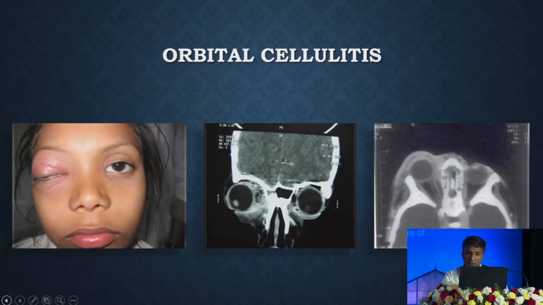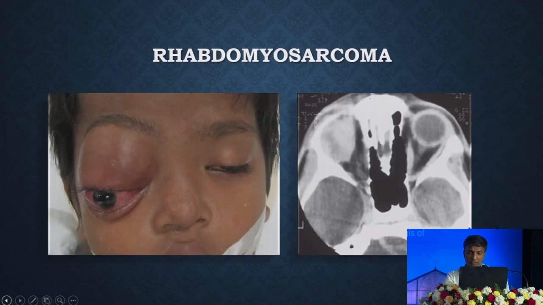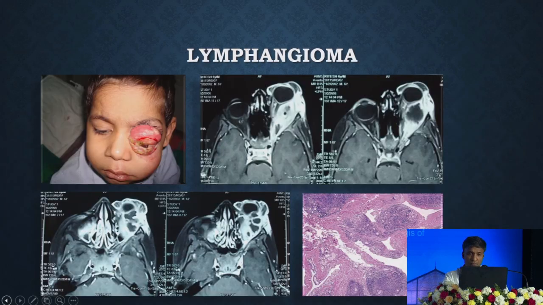So you should do an investigation relevant to that. Especially you have to do the CT scan. That will give a better picture. And rhabdomyosarcoma, again, you should be able to do imaging. And lymphangiomas, in the imaging, you should be able to appreciate the air fluid levels.